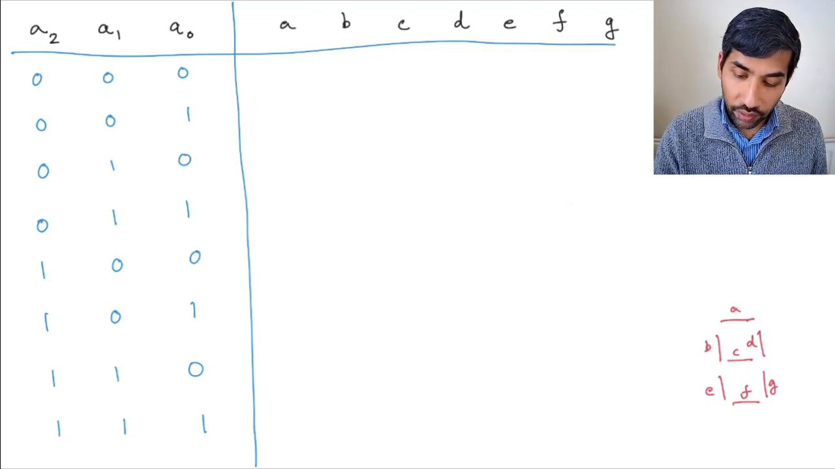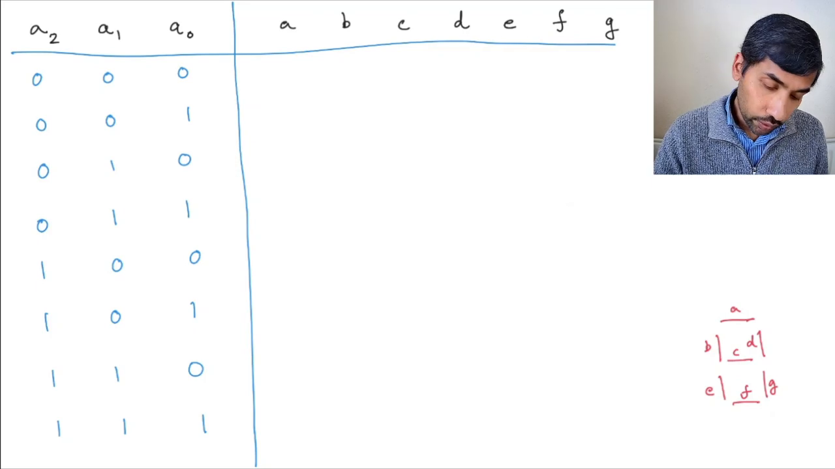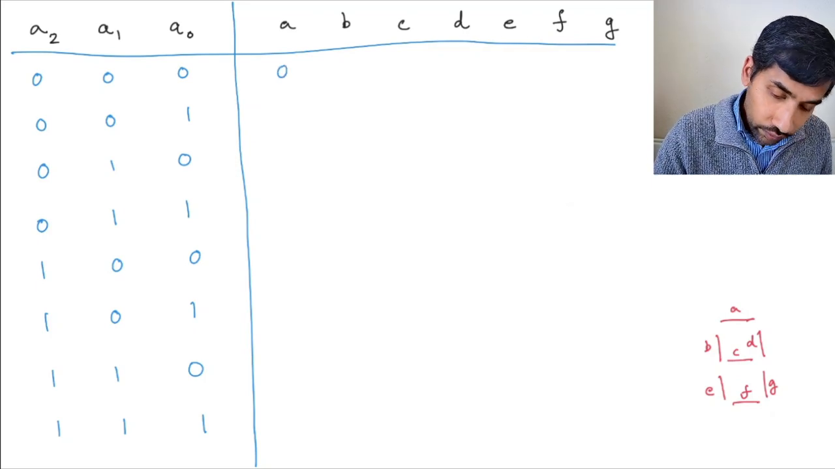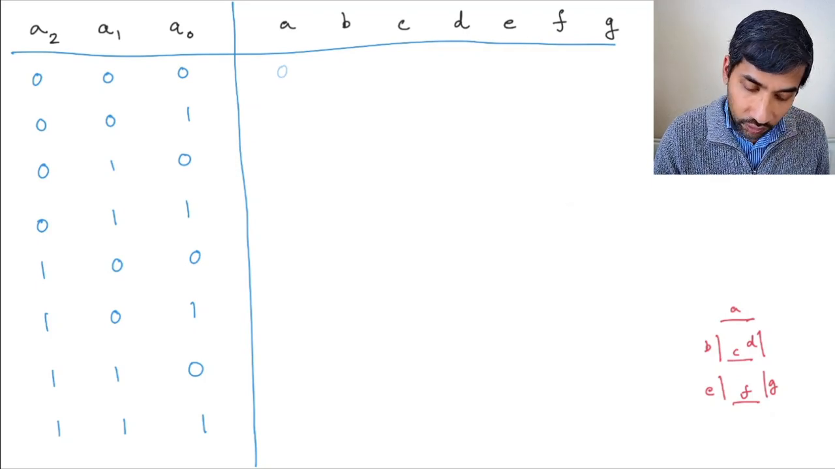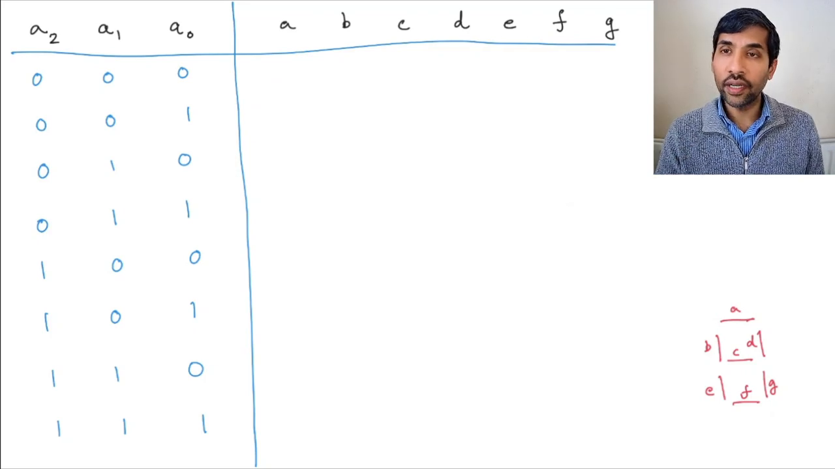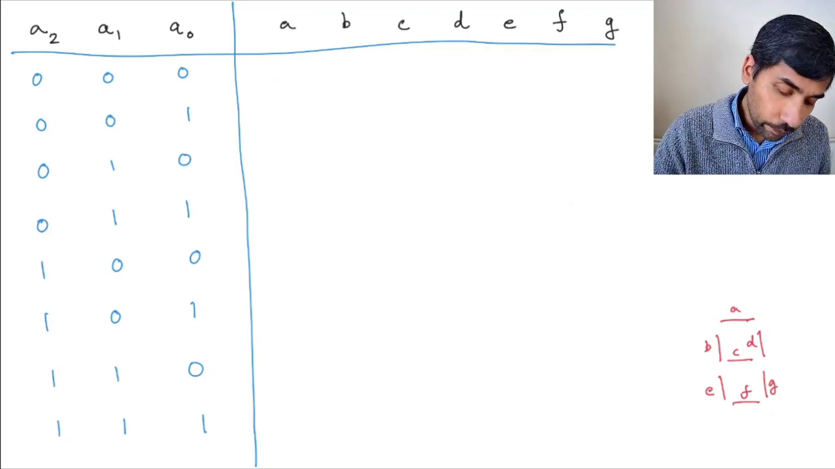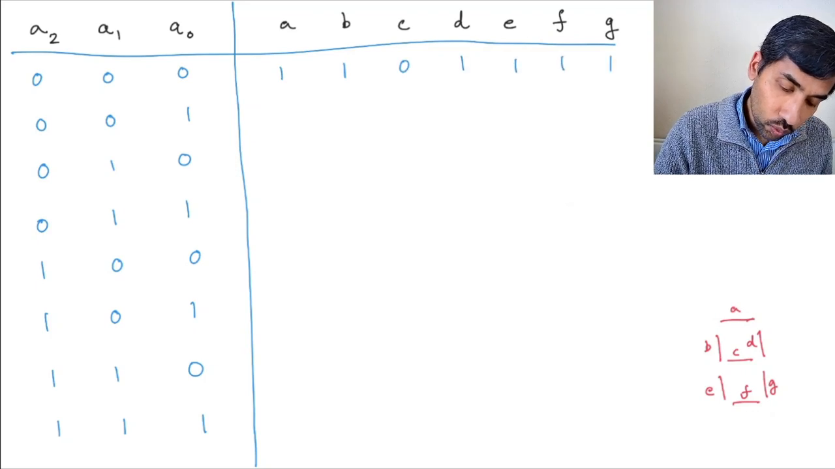So when you have an input of 0 0 0, what do you want at the output? You want 0 to be displayed, which means you don't want C to be displayed but everything else to be displayed, right? So let's write 1 for the LED being on and 0 for the LED being off. So you have 1 1 0 1 1 1 1.